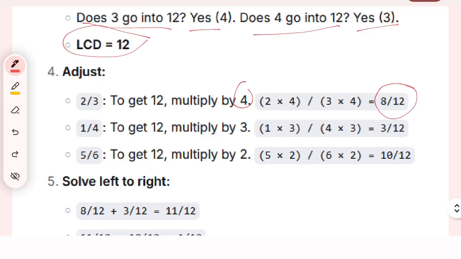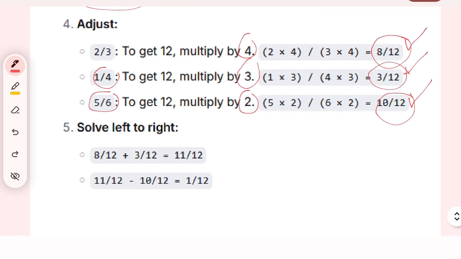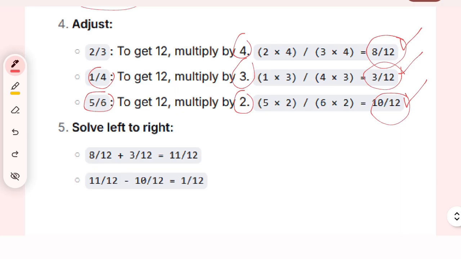The second fraction is 1/4. We need to multiply it by 3, and it would be 3 over 12. The last fraction, which is 5/6, you multiply by 2, and the answer is 10 over 12. And look at that, that's 8/12, 3/12, 10/12. So these are now like fractions.